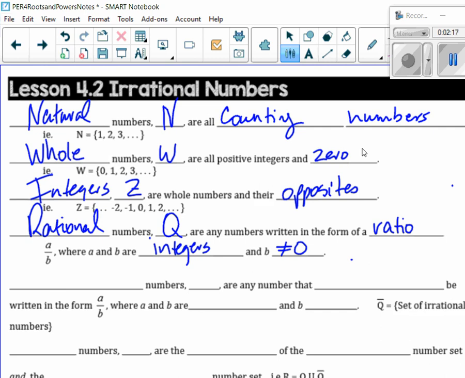Okay, and then what would be the other number system that includes not rationals? That's irrational. Irrational numbers. And that's got a Q with a bar on it, which means literally not rationals, are any number that cannot be written in the form A over B, where A and B are integers and B cannot equal 0.